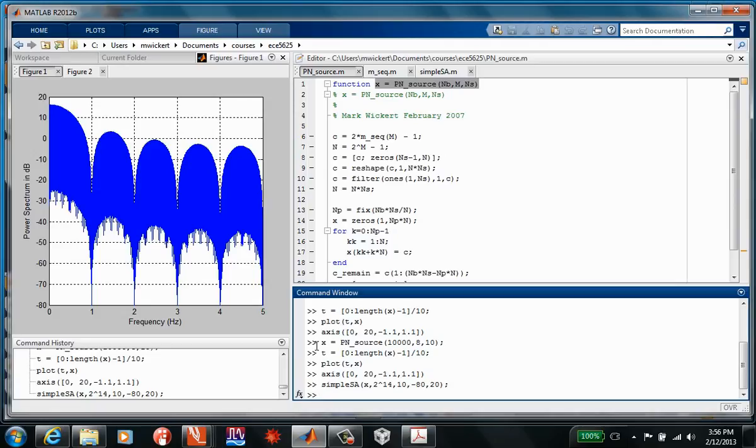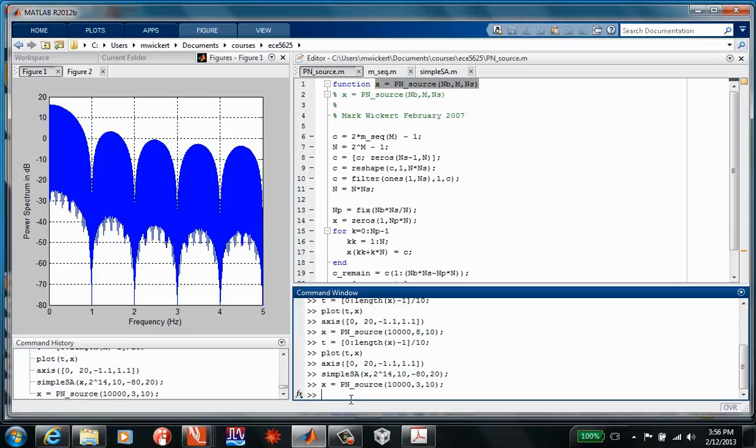I may have plugged, oh, this is the 8-stage guy. So let's back out. I did the wrong one. I wanted to make this be 3. Now I'll do simple spectrum analyzer on that.